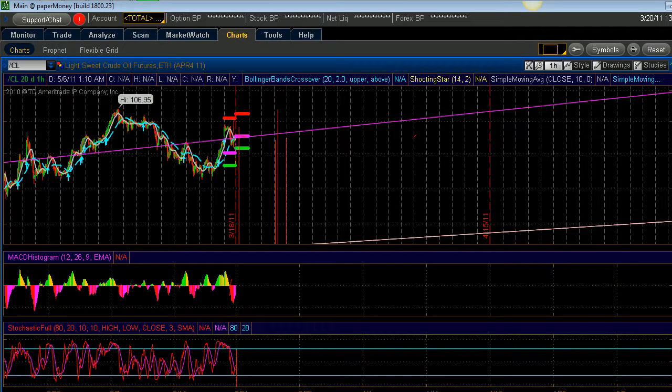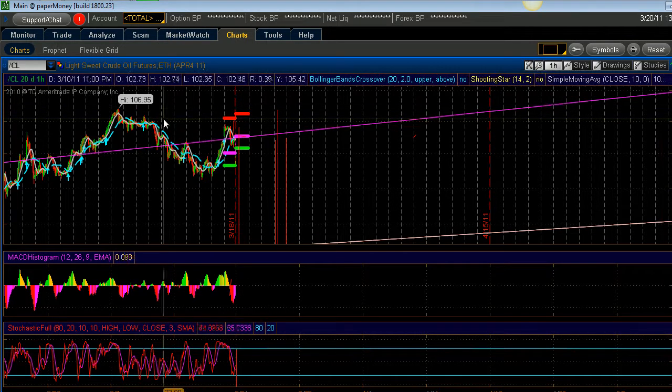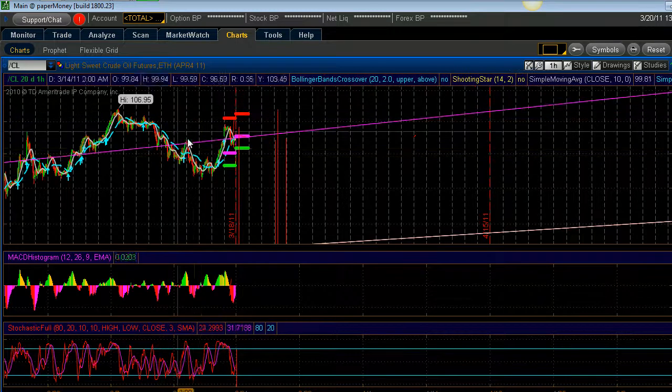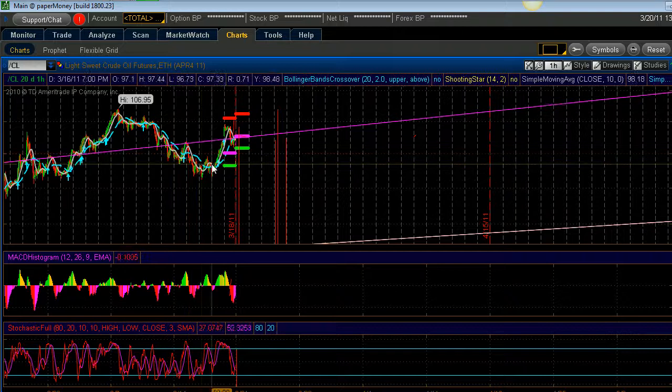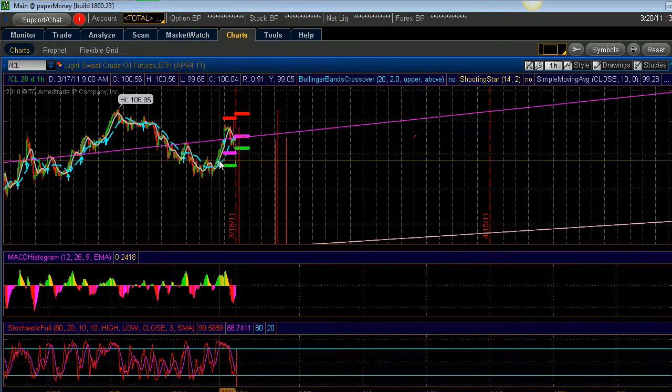That was his words. So here on crude on the 60-minute, it appears that we had that down move on Friday, okay? And I went ahead and added longs. I had 2 successful trades on Friday.